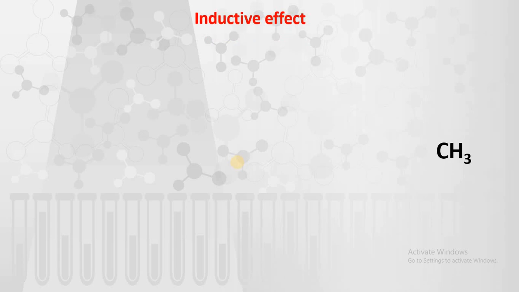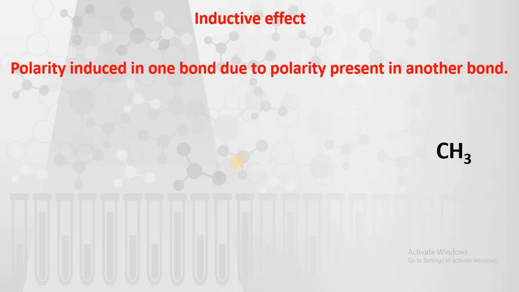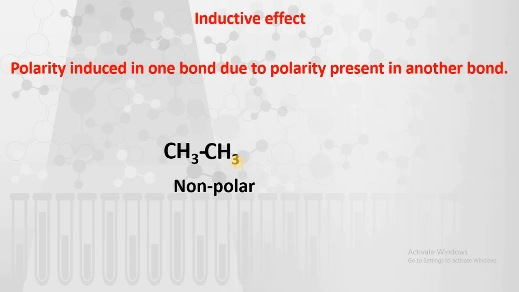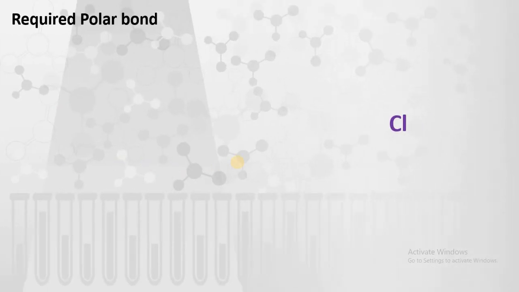So what is the inductive effect? It is the polarity induced in one bond due to polarity present in another, adjacent bond. If you consider two methyl groups joined together, the bond between them is non-polar. For the inductive effect you require a polar bond, which is the bond between two different atoms having different electronegativity.